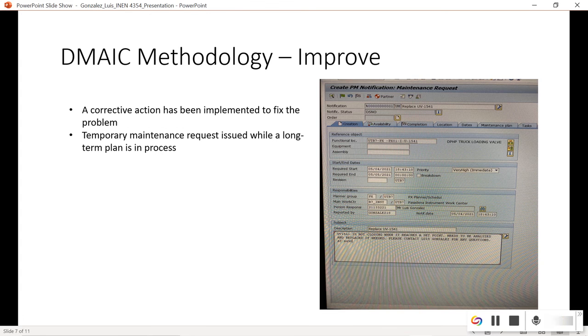In the improve phase of the DMAIC methodology, a corrective action had to be implemented in order to fix the problem right away. So a temporary maintenance request was issued while a long-term plan was in discussion to be put in effect. And this is a maintenance request that I put in so the valve can either be further looked at or replaced if needed.